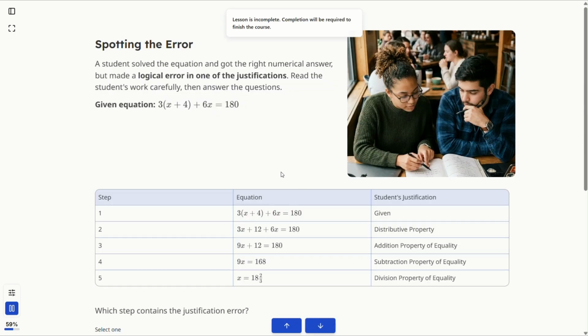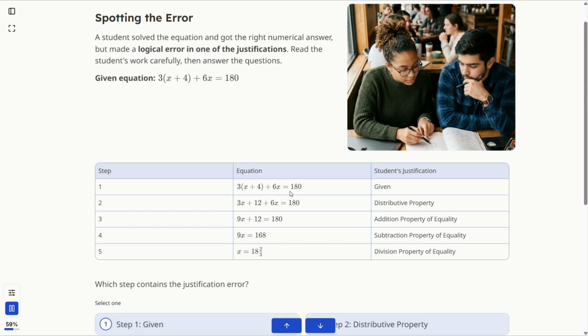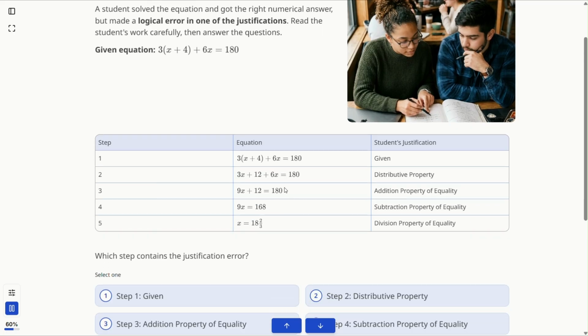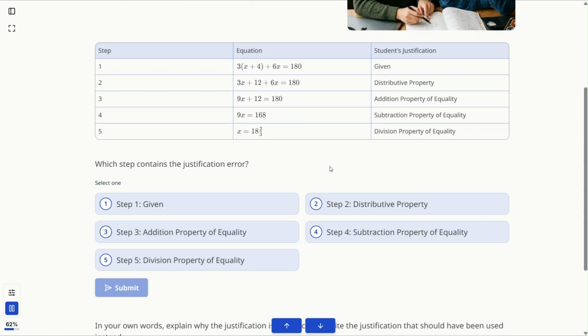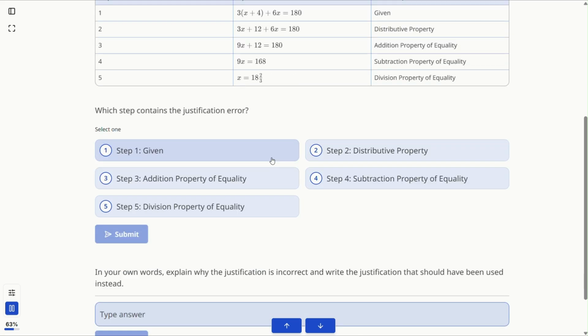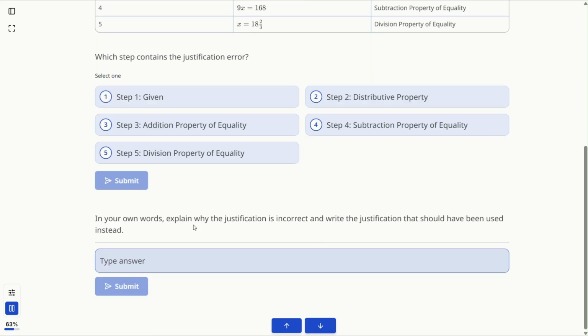Spotting the error. A student solved the equation and got the right numerical answer, but made a logical error in one of the justifications. Read the student's work carefully, then answer the questions. Given equation. Student's justification: 1. Given. 2. Distributive property. 3. Addition property of equality. 4. Subtraction property of equality. 5. Division property of equality. Which step contains the justification error? In your own words, explain why the justification is incorrect and write the justification that should have been used instead.